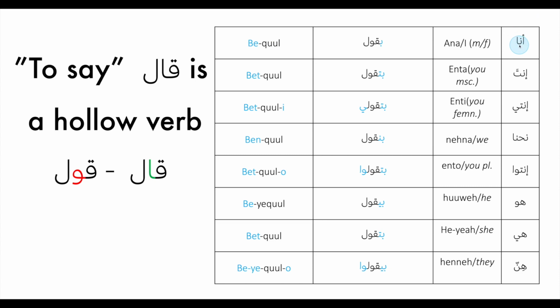And the meaning? أنا بقول, I say or I'm saying, because the be prefix in the present tense is the equivalent of two tenses in English: the simple present tense, like I say, and the present continuous, I'm saying.